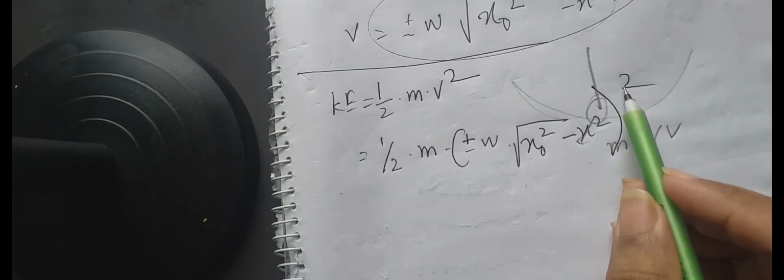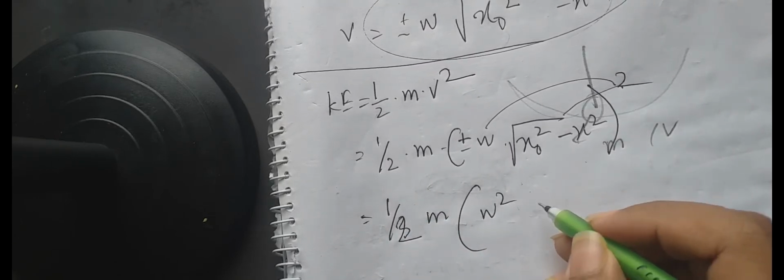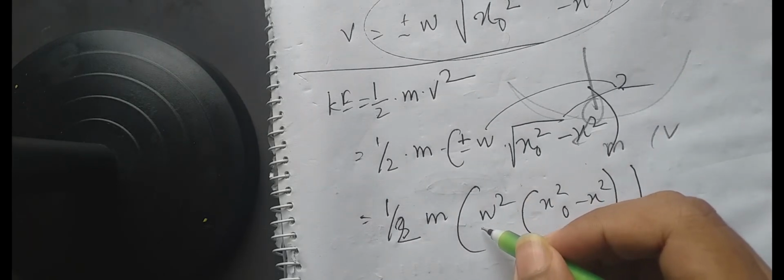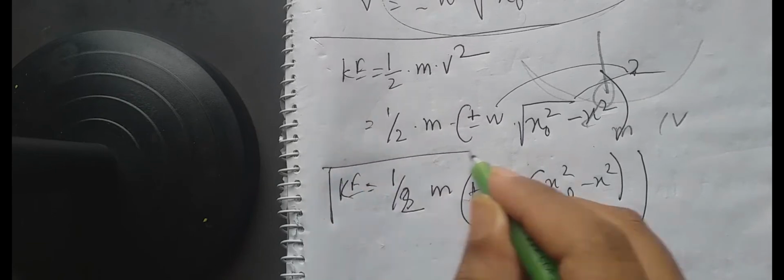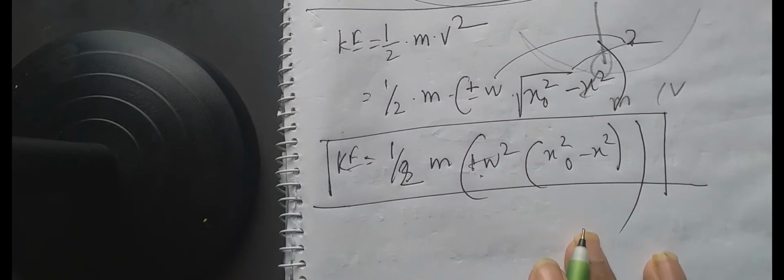So we have a square here. So if we work that out, what we get is omega square, and the root is cancelled. So we are left with this. And we see that the plus minus is no more in the equation because of the square. So we are only left with plus, but you don't have to write it here. And that is the equation for kinetic energy in a simple harmonic motion.